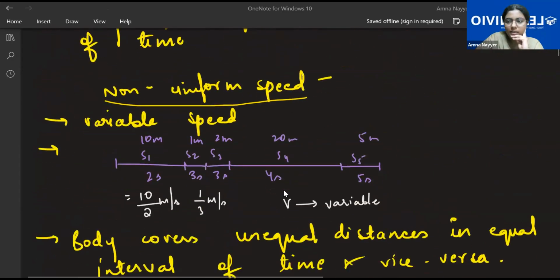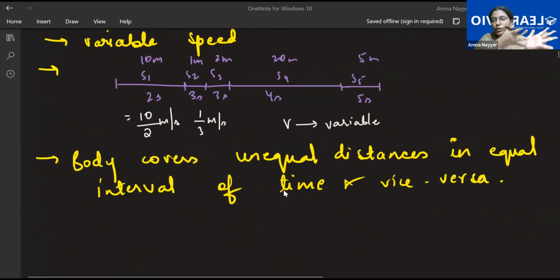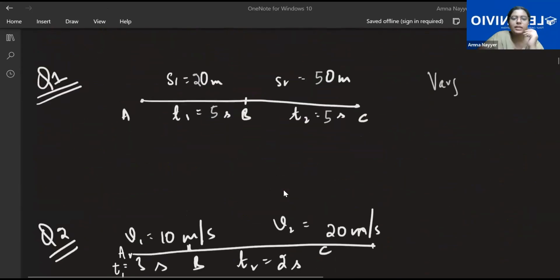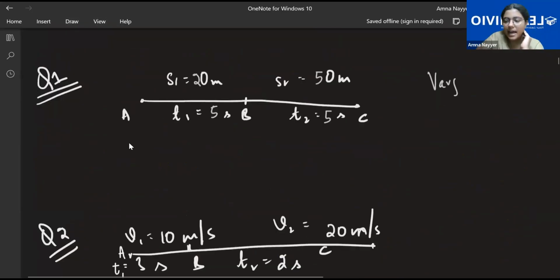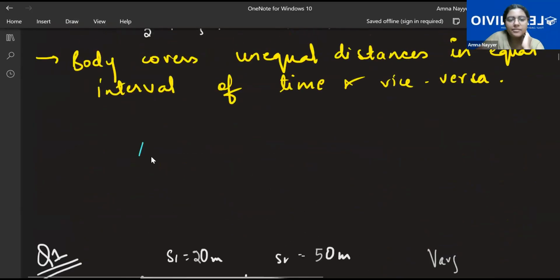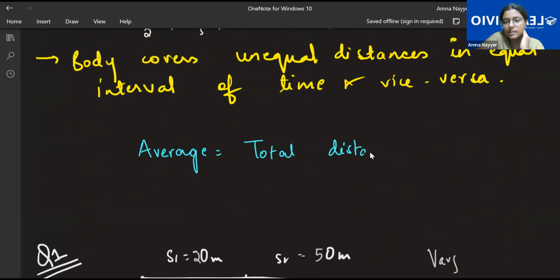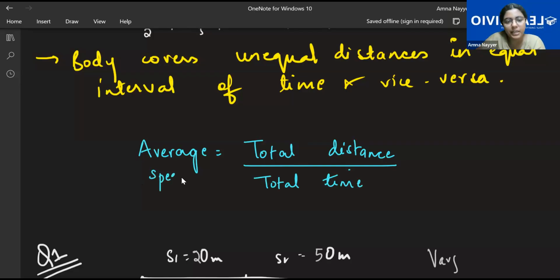Class, we just saw what is the meaning of a uniform speed and the meaning of a non-uniform speed, right? So let's see how to solve questions from this. There's a small topic which is known as average speed. The average speed has a formula: total distance traveled divided by the total time taken. Whatever is the total distance traveled divided by the total time taken, that is what is meant by the average speed.